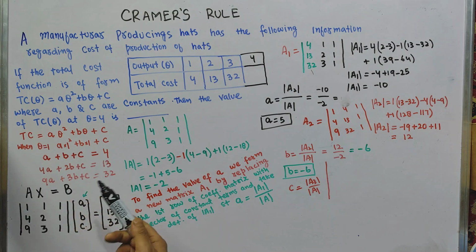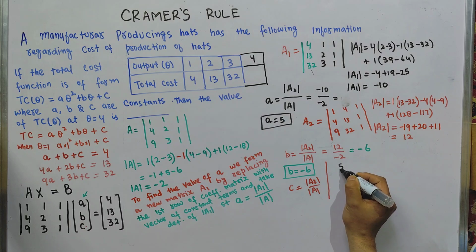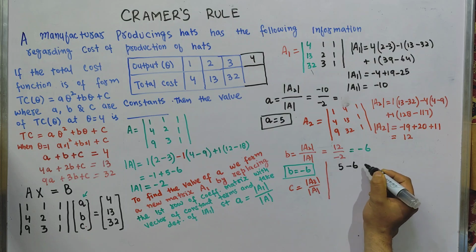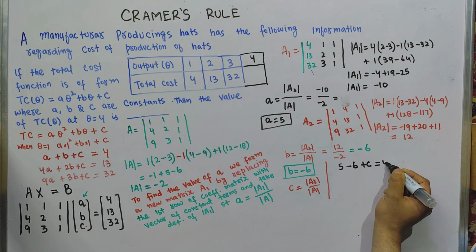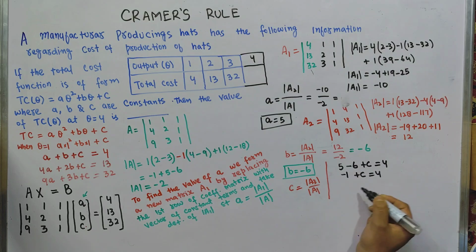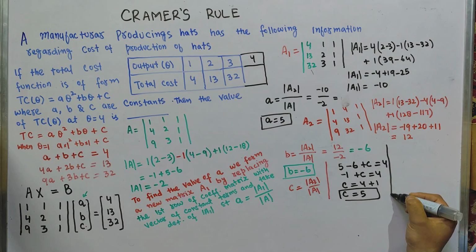Now what we are given here is a plus b plus c is equal to 4, and we know the values of a and b. So in place of a, I will write 5. In place of b, I will write minus 6. Plus c is equal to 4. So 5 minus 6 is minus 1, plus c is equal to 4, or c is equal to 4 plus 1, or c is equal to 5.